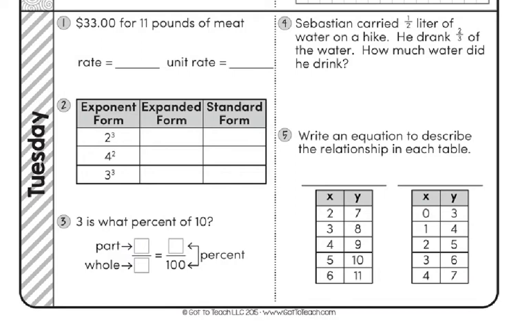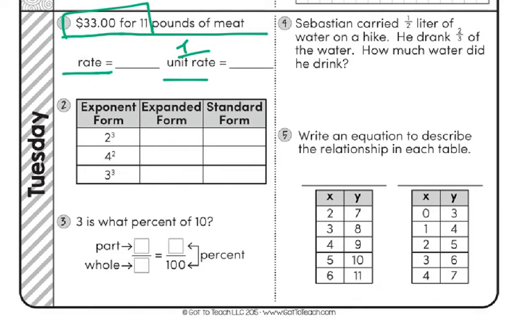Tuesday, problem 1, $33 for 11 pounds of meat. You're going to write that as a rate using these numbers. Dollars usually go on top, or your money goes on top. And then the unit rate, which again means 1, how much it would cost for 1.